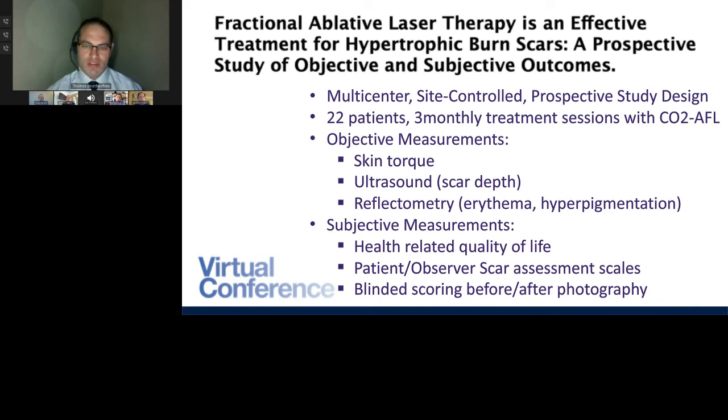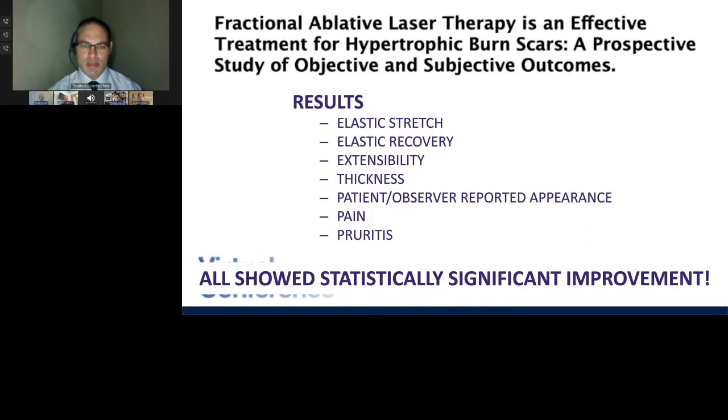So moving on, the subjective measures that they evaluated in this cohort also included health-related quality of life. And this is kind of what I'm getting at. How does this scar affect them? Overall, are they getting better or getting worse? And then they used similar observer scar scales as some of the other studies, as well as blinded scoring with photography before and after. So the point here very, very quickly is everything got better. The elasticity of the skin was better.